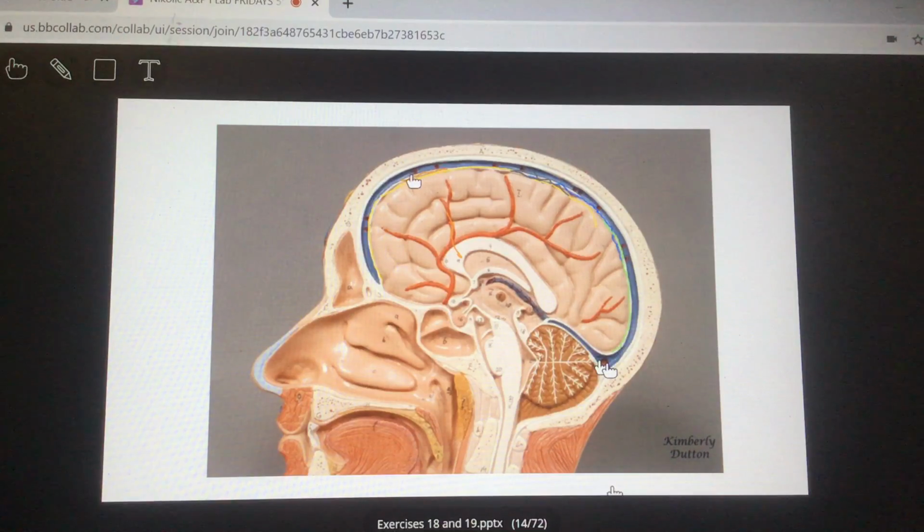This one might be tricky. Corpora quadrigemina. Again, I'm not going to go over all of them because we already did it. Corpora quadrigemina. That's it. Right there. Good. You can think about the corpora quadrigemina close to the cerebellum. Okay, guys? All right, awesome.